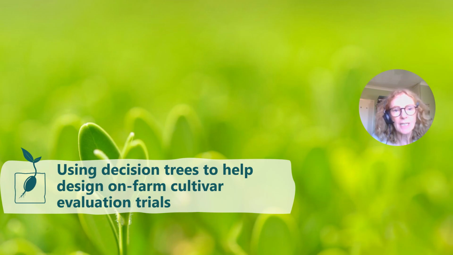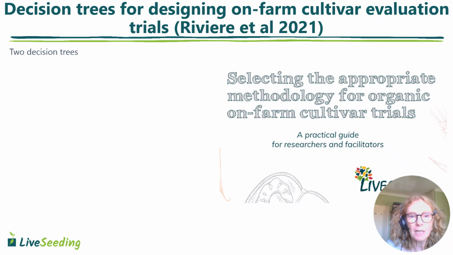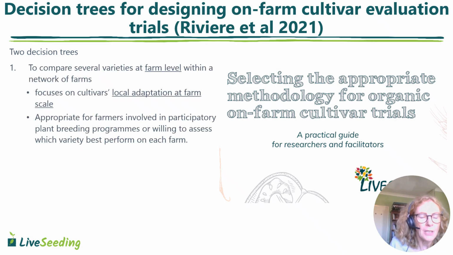So let's look at these decision trees to help us design on-farm cultivar evaluation trials. As I said, they come from this particular booklet, selecting the appropriate methodology for organic on-farm cultivar trials. And in that booklet, you'll see there's basically 2 decision trees. So the first decision tree, and I should just remind you what we mean by a decision tree. We just throw that term around without maybe defining it so clearly.